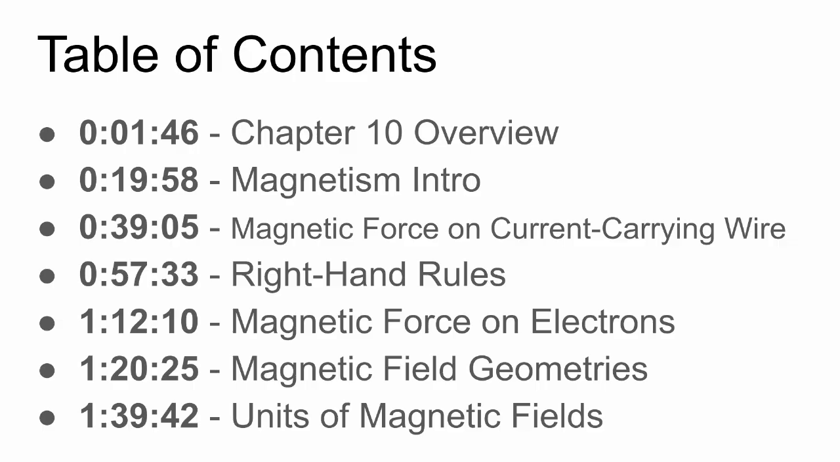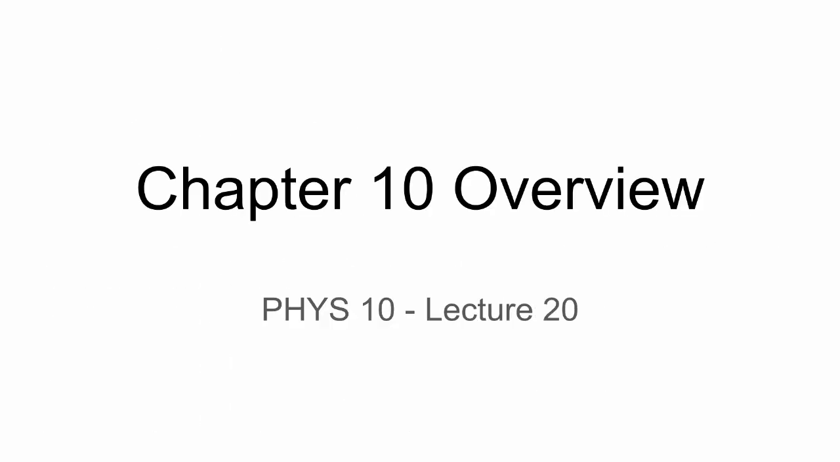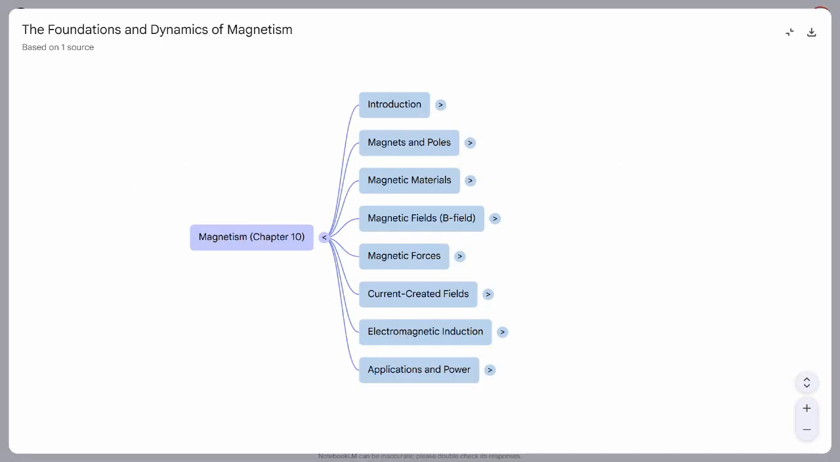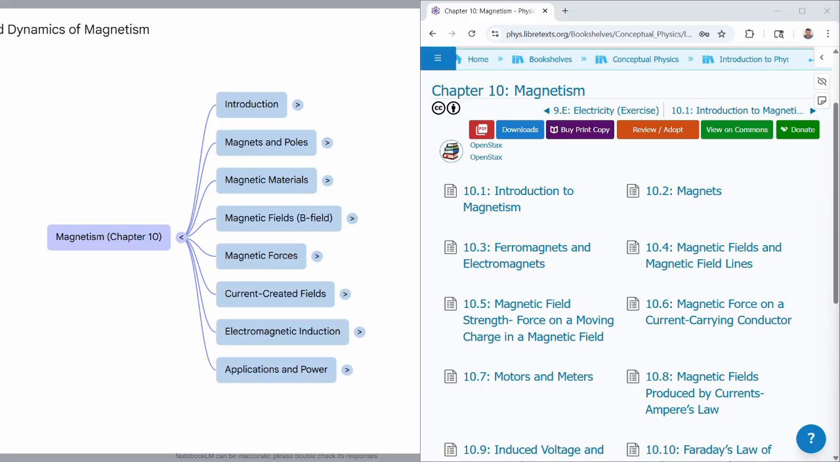Now, we start with chapter 10 overview. This is the overview video for chapter 10, magnetism. This is another long chapter like the chapter for electricity, and covers a lot of topics, a lot of quite mathematical topics, so the level at which we can cover it in this conceptual physics will be necessarily limited, and I will highlight some of those areas in this overview.